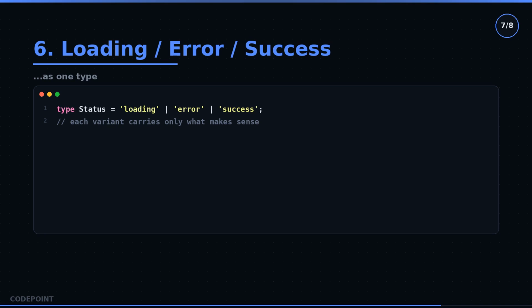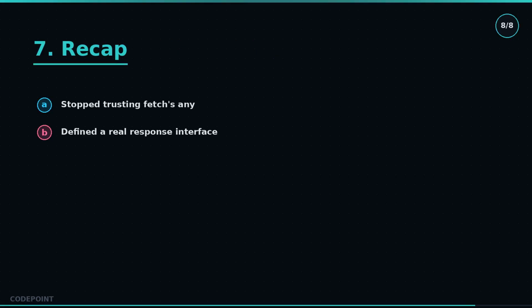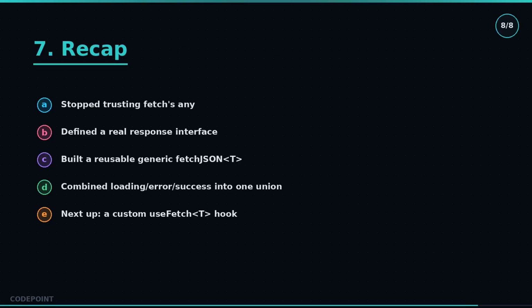6. Loading, error, success as one type. Stop using three separate useState calls for loading, error, and data. Combine them into one discriminated union instead. Status loading, error, success, with each variant carrying only the fields that actually make sense for it. You'll never render a loading spinner and an error message at the same time again, and TypeScript will automatically narrow your data for you the moment you check the status.